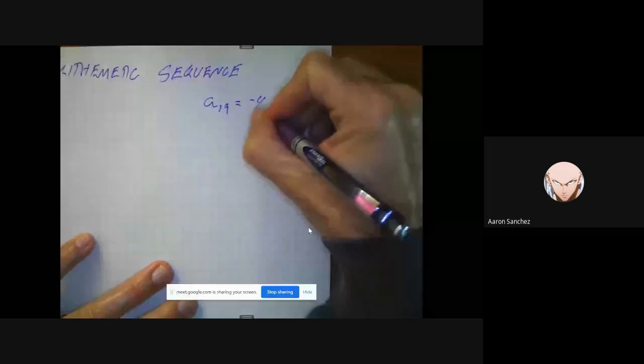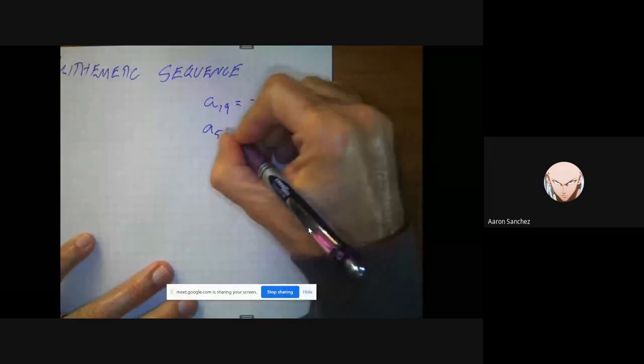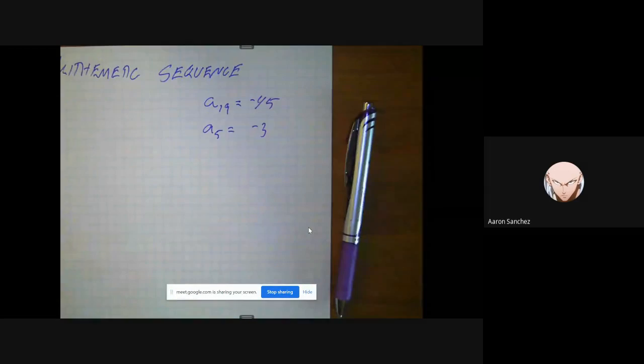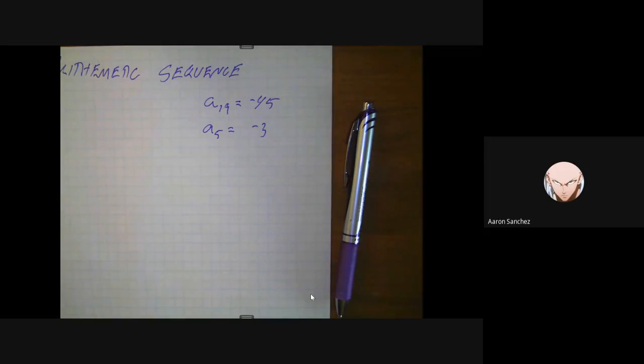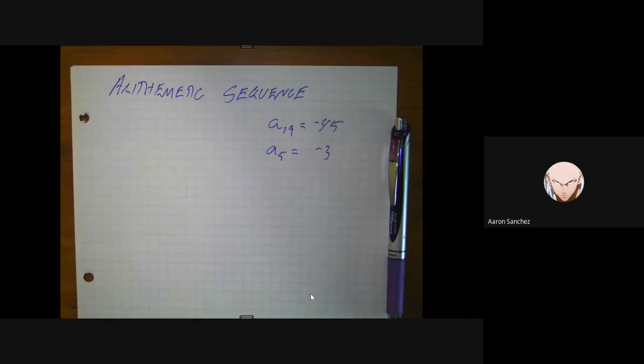We have the 19th term equaling negative 45. We have the 5th term equaling negative 3. What is the arithmetic sequence? What is the rule for the arithmetic sequence? So my first question is, what is the general rule for arithmetic sequences? Can anyone tell me?